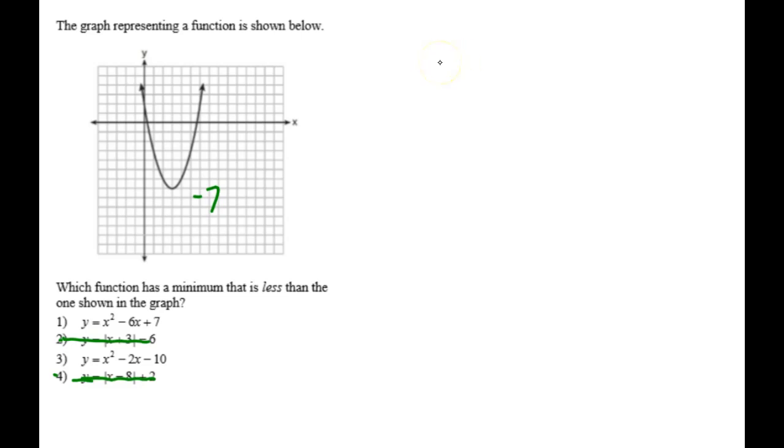So for number 1, I'm going to find the vertex of the graph. So it would be x equals the opposite of b over 2 times a. So our b value is negative 6. The opposite of that is positive 6. So we have 6 over 2 times our a value, which is 1. So the x coordinate of our vertex is 3.